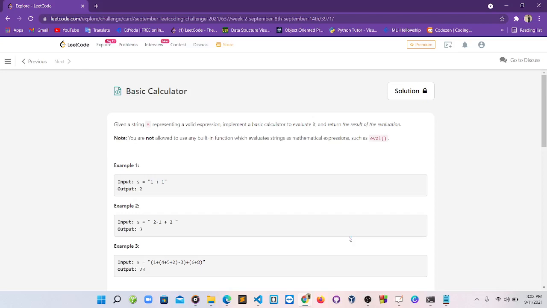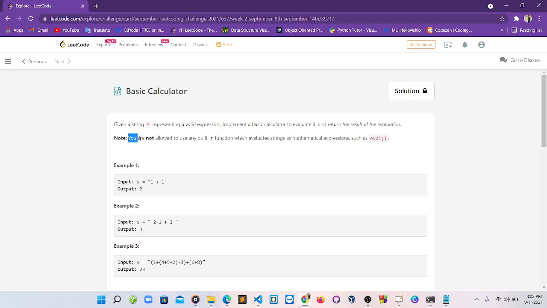Hello everyone. Again we have a new problem of the LeetCode September challenge, and the problem name is Basic Calculator. What actually the problem is: we are given a string s, which is a valid expression. We don't have to think about that. We have to implement a basic calculator and evaluate the expression. Okay, so this is the problem.